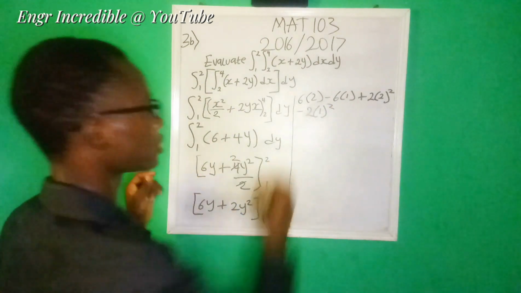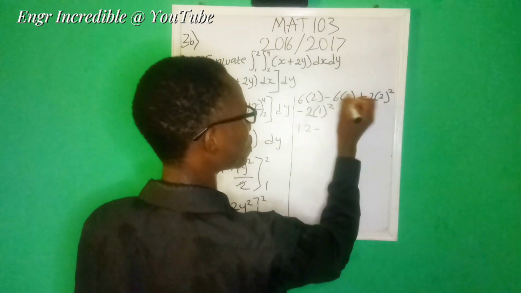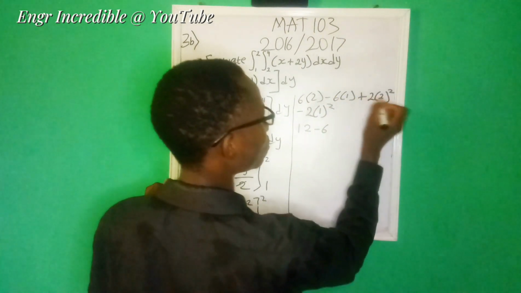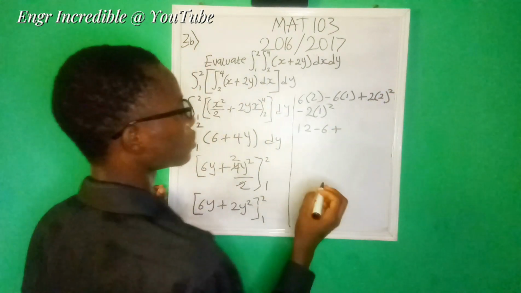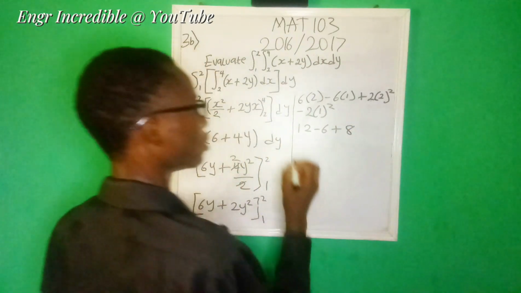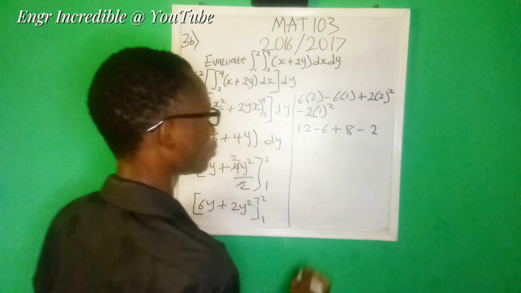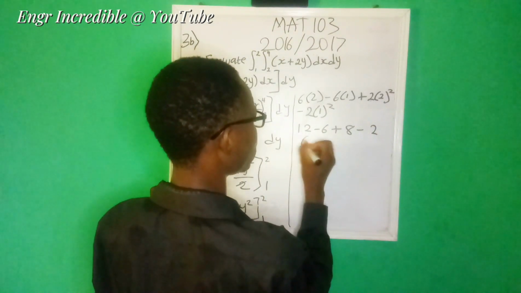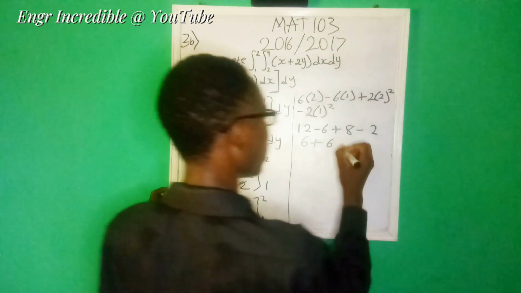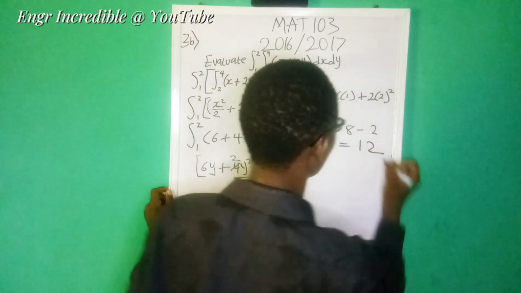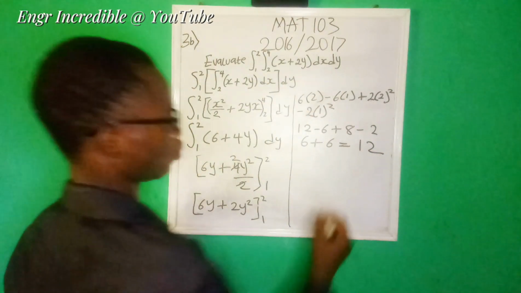After simplifying everything, we have 6 times 2, which is 12, minus 6 times 1, which is 6, plus 2 times 2 square, which is 8, minus 2 times 1 square, which is minus 2. So from here we have 12 minus 6 is 6, 8 minus 2 is 6. So the final answer here is equal to 12. So that means for this question, the final answer is equal to 12.